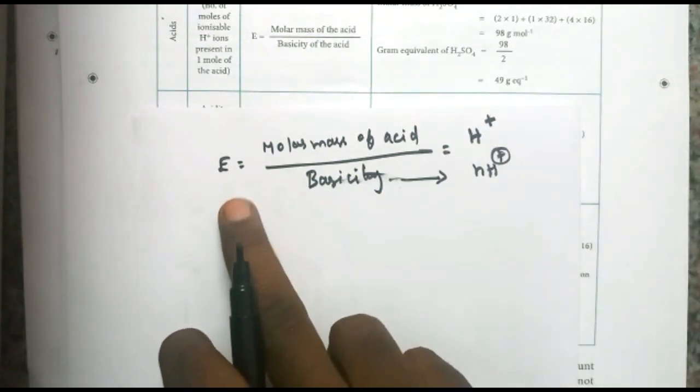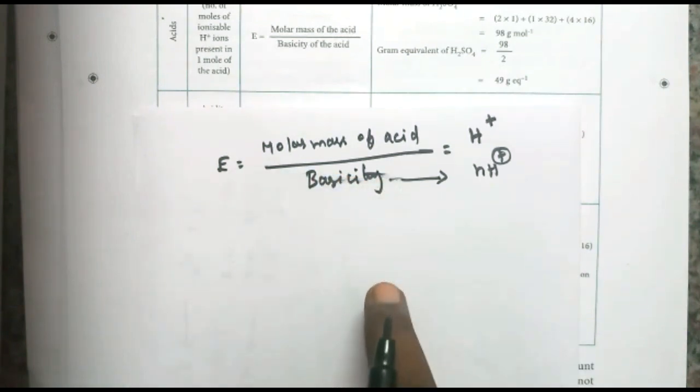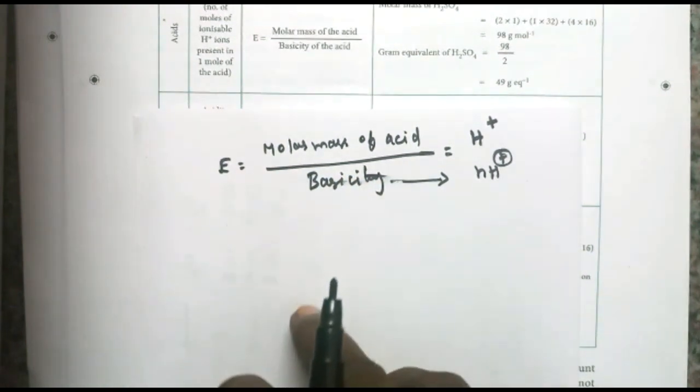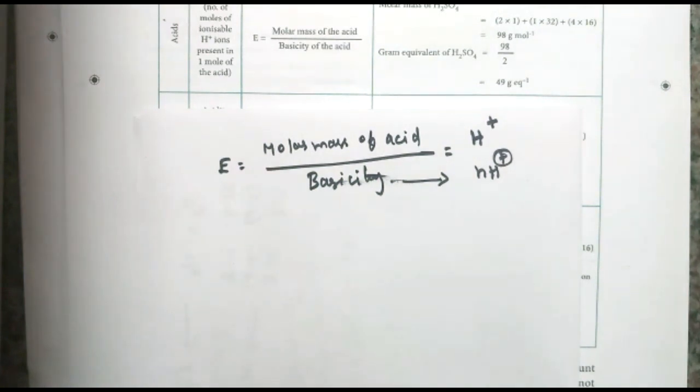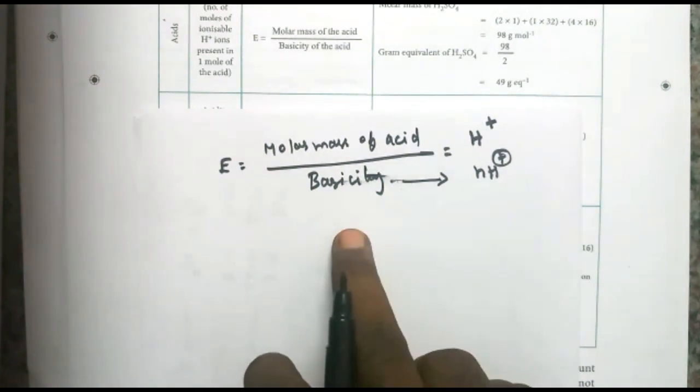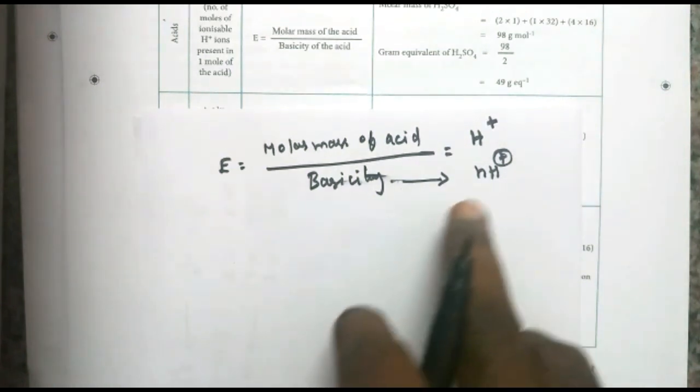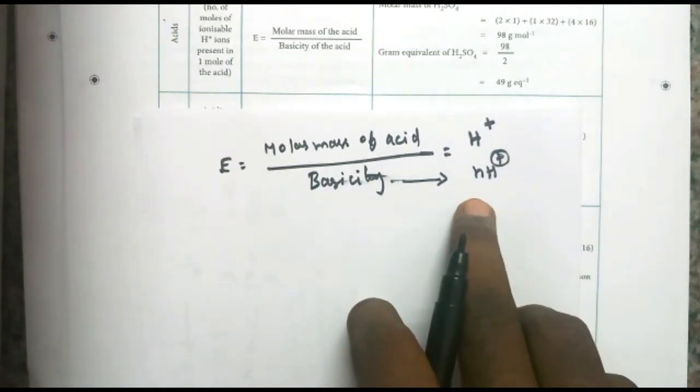The equivalent mass of an acid is equal to the molecular mass of the acid divided by basicity. An acid is nothing but a substance which dissolves in water to produce H plus ions. Basicity means the number of H plus ions which are displaced from the solution.